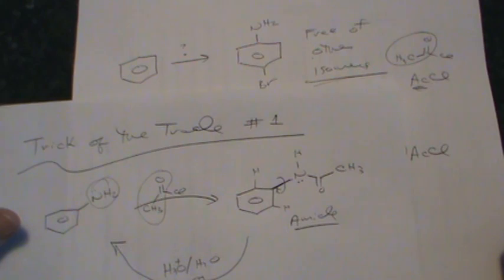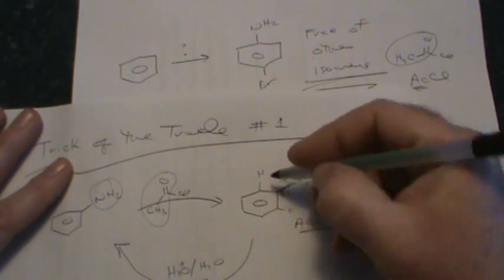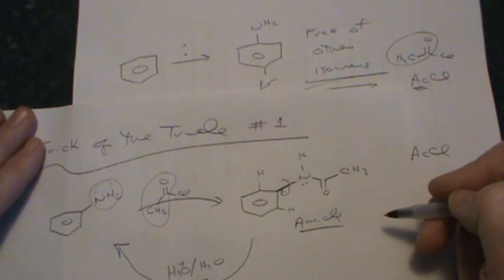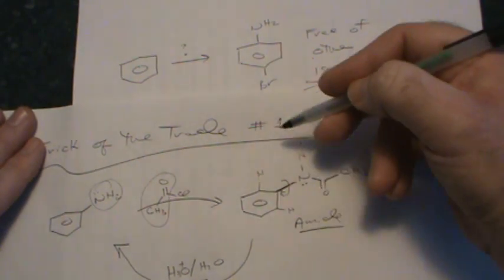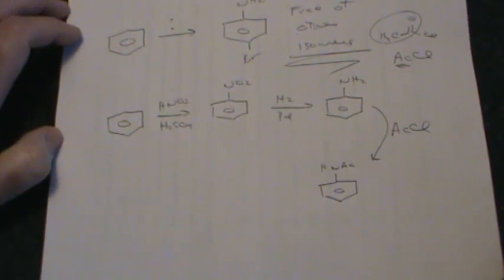Now that's not rigorously true. There would still be some reaction at the ortho sites, but it certainly slows it down. When this bond rotates around, which it's prone to do many, many times per second, this large acetyl group zips around and blocks these ortho positions, but not the para position.